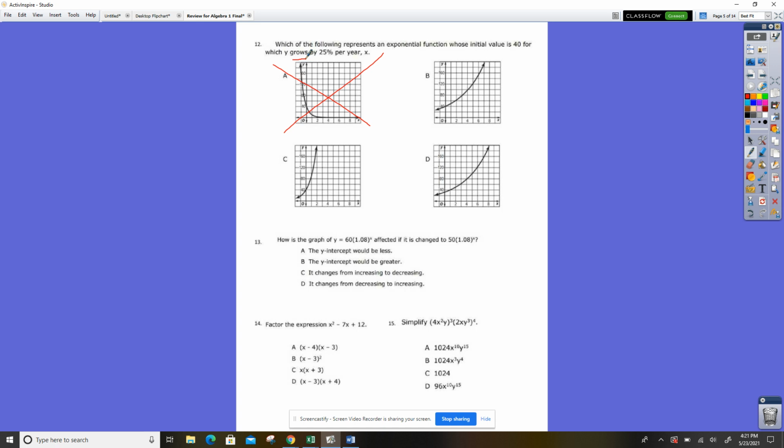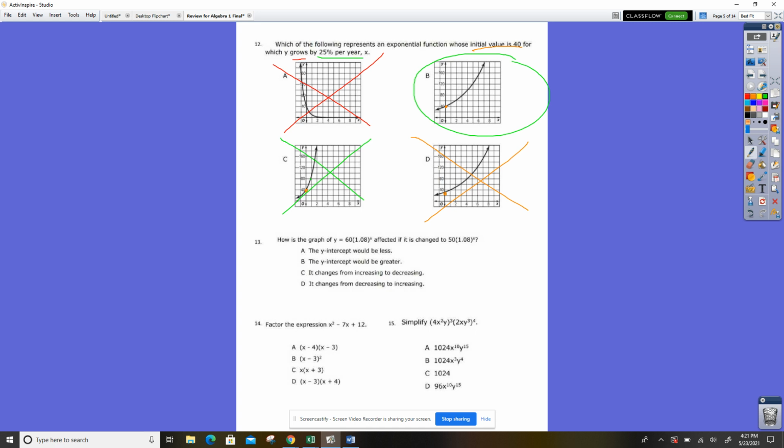The next thing that we can do is eliminate anything that doesn't have an initial value of 40. Okay, so if I look here, that's an initial value of 40. That's an initial value of 40. That is not an initial value of 40, so I can cross it off. Okay, the next thing I want to find is the graph that is growing by 25% per year. Okay, if I look at this one, after 1 year, it's up to 80 from 40. That's doubling. That's not growing by 25%. So that is not our answer, which means our answer is B.